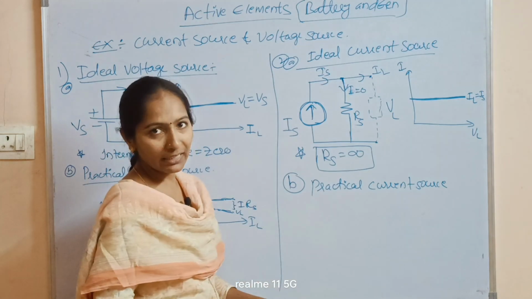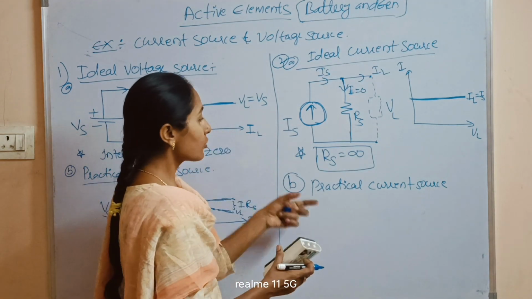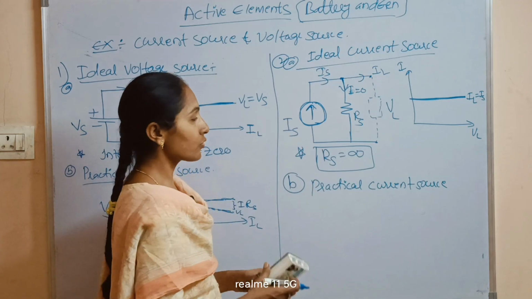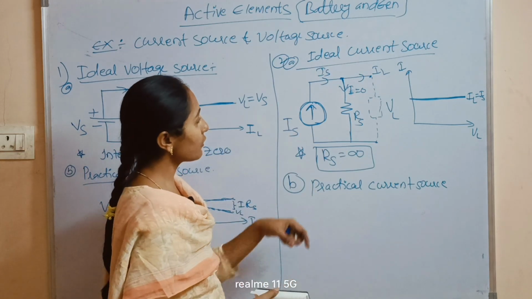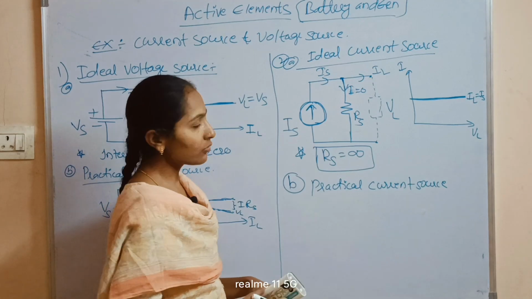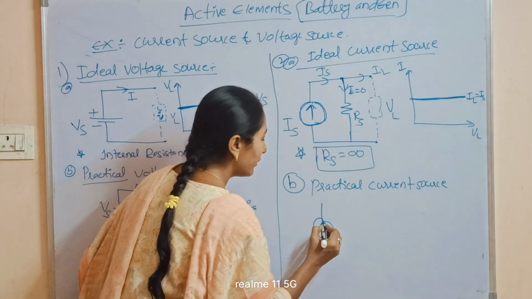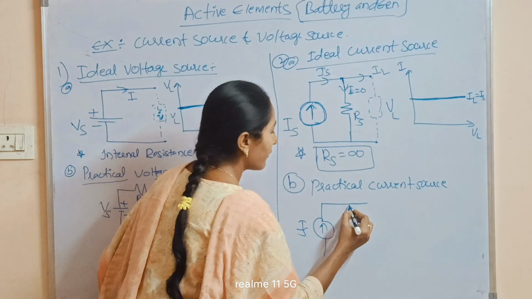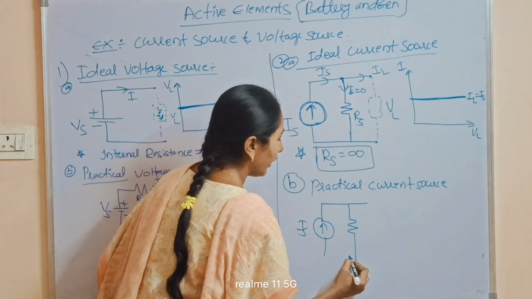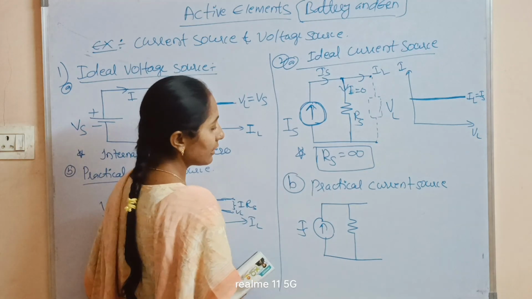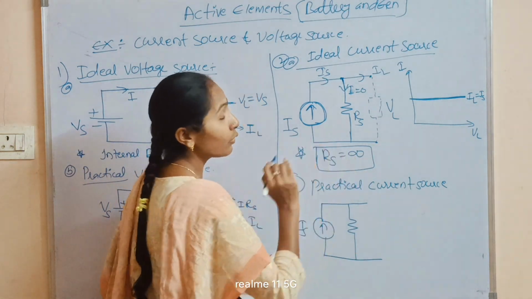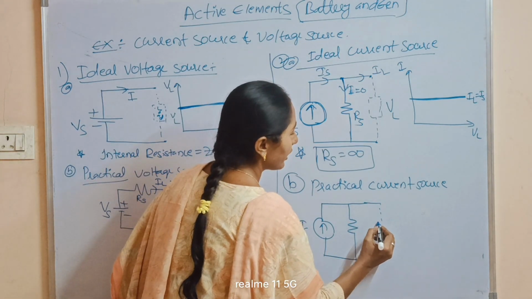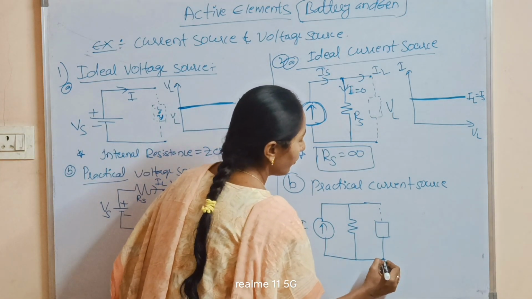But in practical consideration that is not possible, so it has somewhat less than infinite resistance. That's why some amount of current flows towards the parallel path. So here the current source has a parallel internal resistance, but it is not exactly equal to infinity, it is less than infinity. Now this is the load terminals.